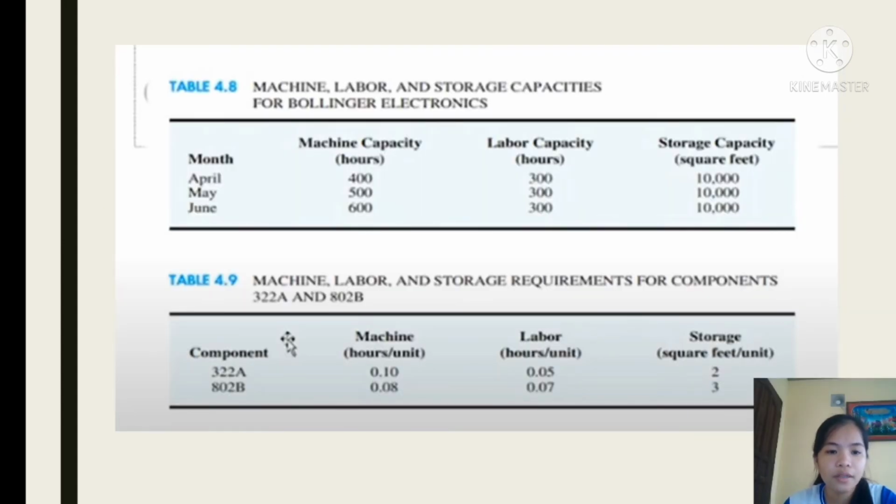We have here Table 4.8, machine, labor, and storage capacities for Bollinger Electronics, and Table 4.9, machine, labor, and storage requirements for components 322A and 802B. Total production level of 1,500 plus 1,000 equals 2,500 units.